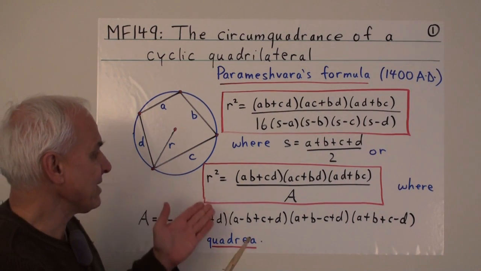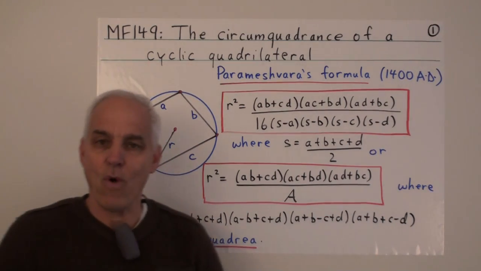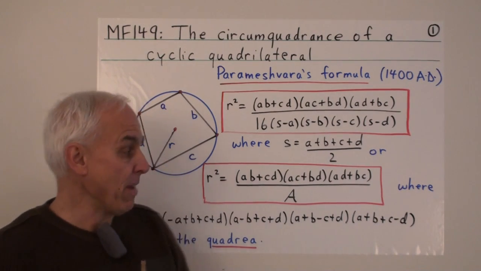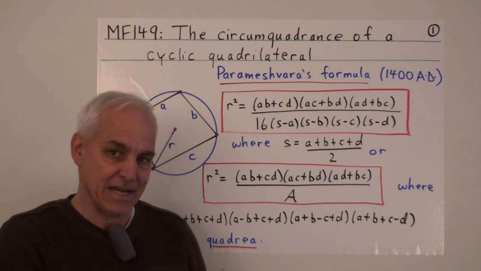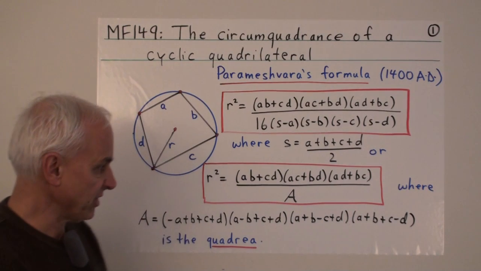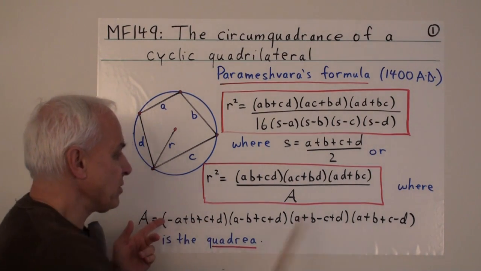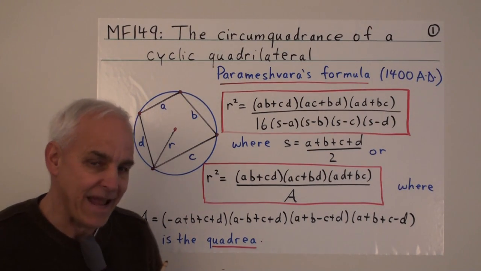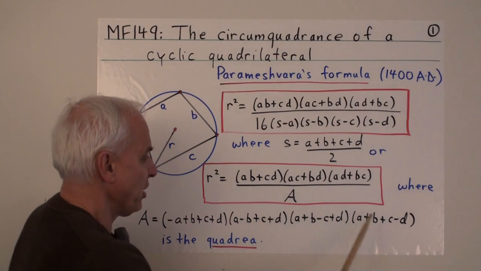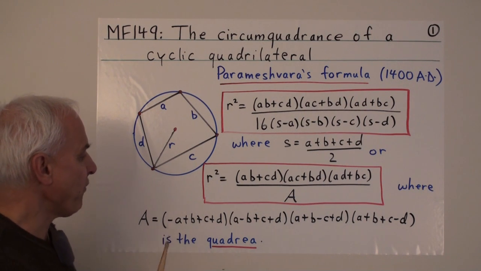Well, we can rewrite this because we recognize that this denominator here is exactly what we call the quadrea of this cyclic quadrilateral. I remind you that was ultimately 16 times the square of the area. That script A stands for quadrea. So this is just a little bit shorter way of writing it. And if we want to write things purely in terms of the four lengths, A, B, C, D, we can replace this expression with this expression here. So a very beautiful formula.